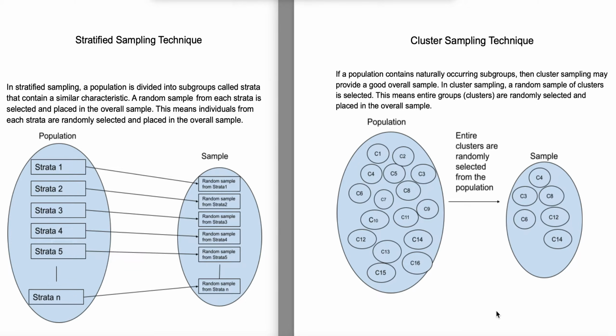In this video, we will take a closer look at the difference between stratified sampling and cluster sampling. In stratified sampling, a population is divided into subgroups called strata that contain a similar characteristic. A random sample from each strata is then taken and placed in the overall sample. So this means that individuals from each strata are randomly selected and placed in the overall sample.